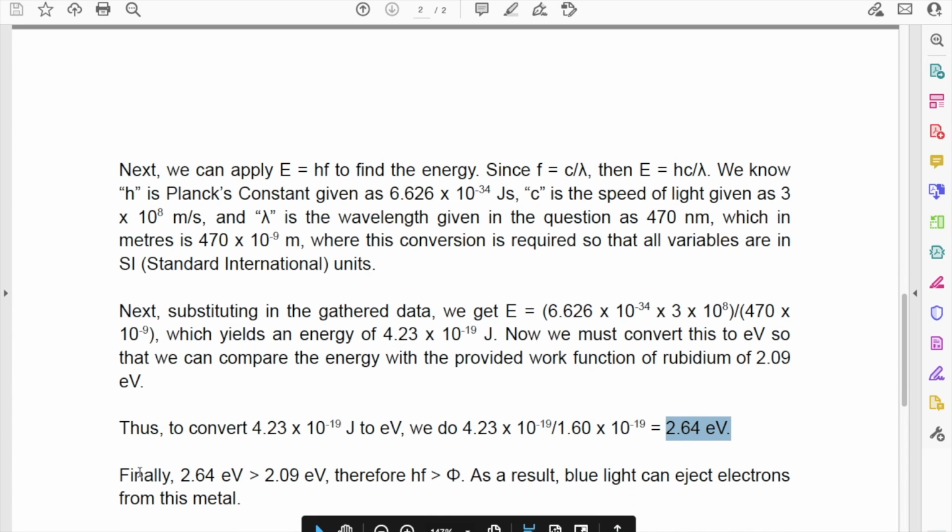Finally, 2.64 electron volts does exceed 2.09 electron volts. Therefore, hf, which is 2.64, does exceed our work function. As a result, blue light can eject electrons from this metal, which is the final answer.